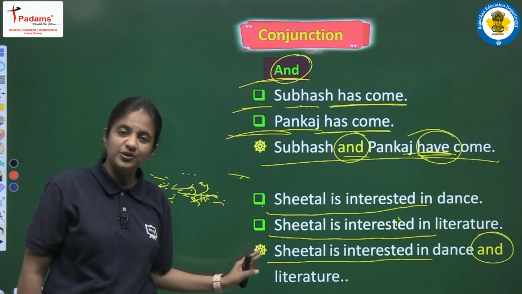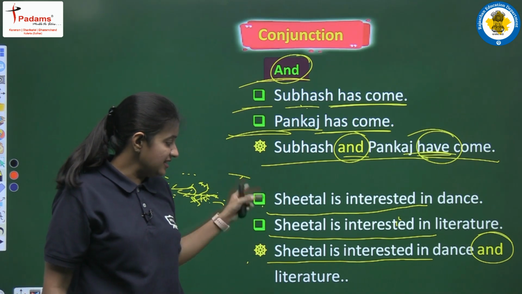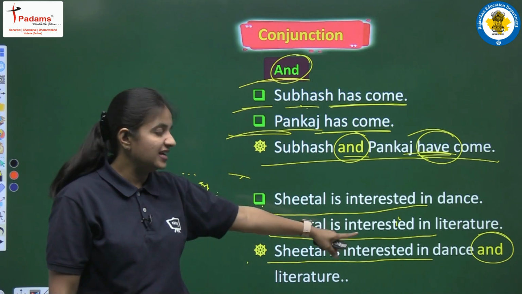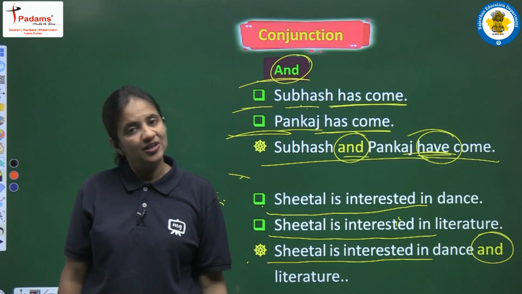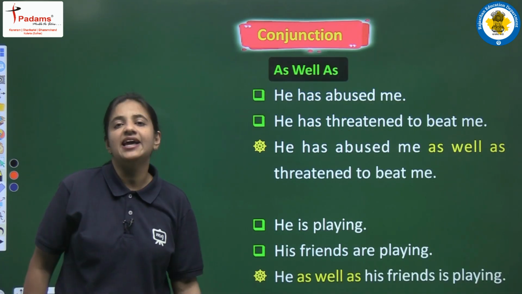Alright, I hope this example is also clear. When we are having two different sentences and we combined these two sentences into one single sentence using the conjunction that is and. Okay.